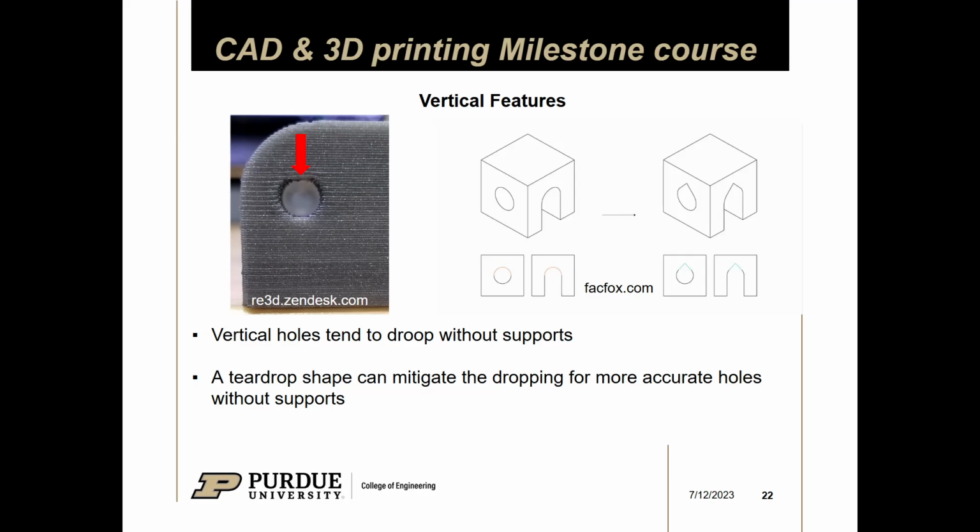So depending on your model, this might be something to keep in mind. It's a nice thing to have in your back pocket. This teardrop shape is really useful. I use it a lot. But yeah, a lot of these are just dependent on the scenario. If you really need that really round hole, then you can use supports, right? But if you can avoid it, you can add something like a teardrop, make your life a little bit easier.